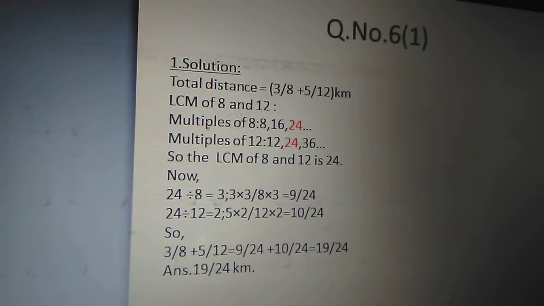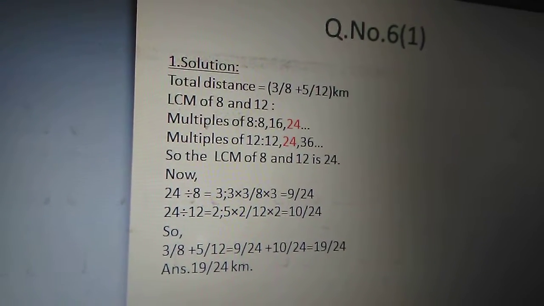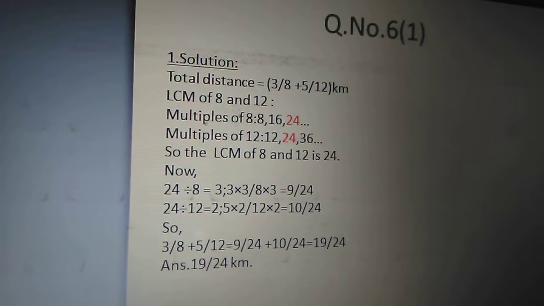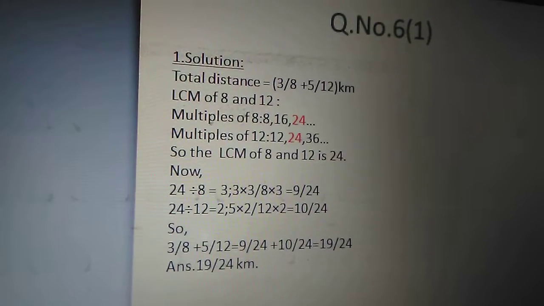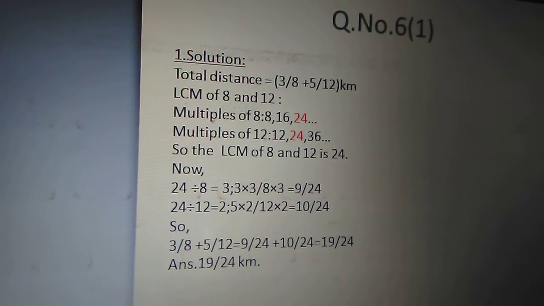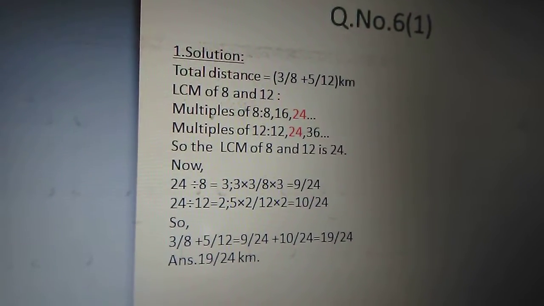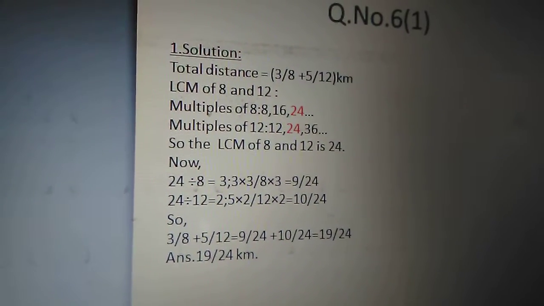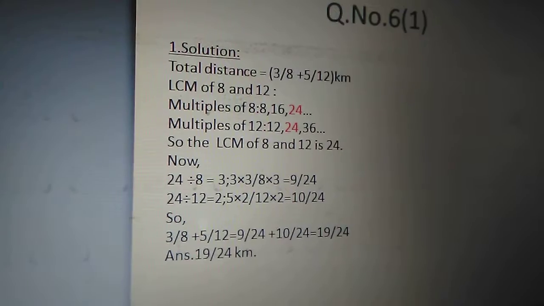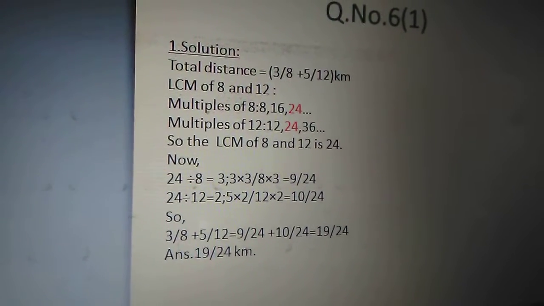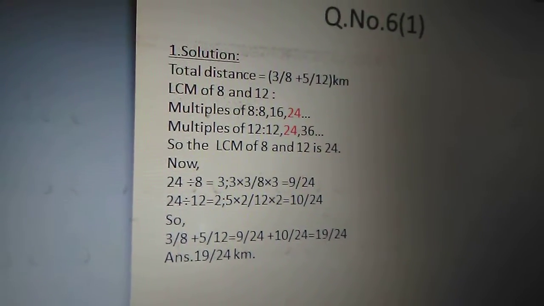So multiples of 8: 8, 16 and 24. Multiples of 12: 12, 24 and 36. There are more, but as we have got the smallest common one, that is why we didn't write any more. We just put 3 dots. I told you earlier also, don't put more dots, only 3 dots. So the LCM of 8 and 12 is 24.